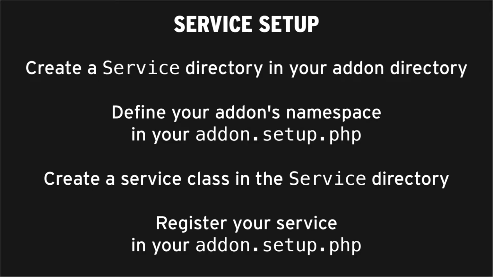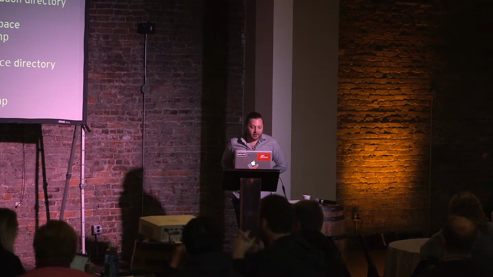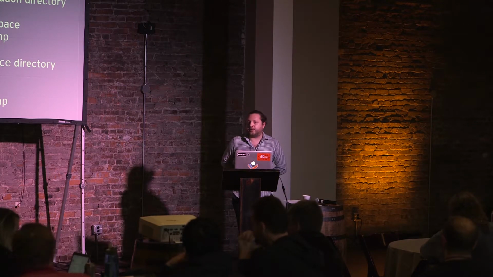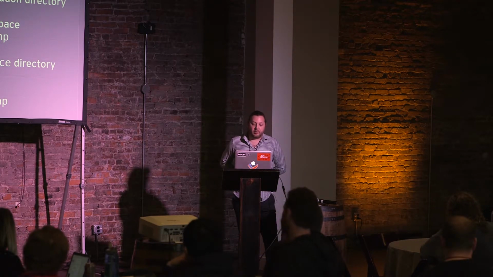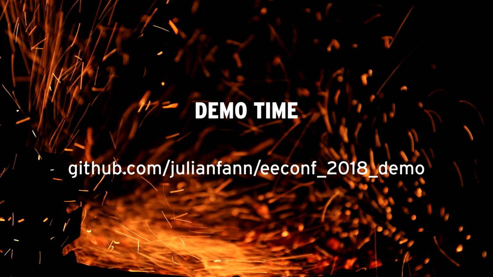So how do you set up your service? First, you have to create a service directory in your add-on directory with a capital S. Then you need to make sure you define the namespace in the add-on setup file, which I will also show in the demo. You should be doing this anyway, but services won't work without it. Then you create a service class in the service directory, and this is probably the bulk of the work, creating the functionality itself. And then once you're done, you can register the service in your add-on setup file, and that can be done in a variety of ways, and that's a very powerful part of this. So on to the demo.